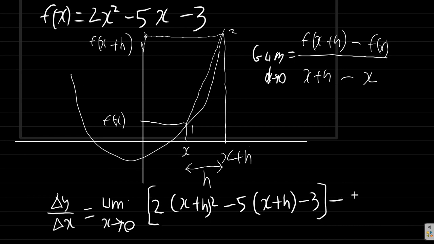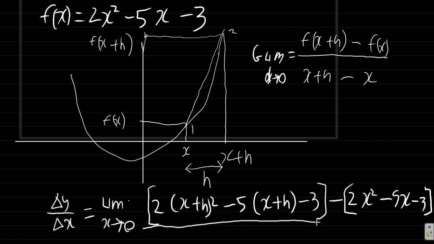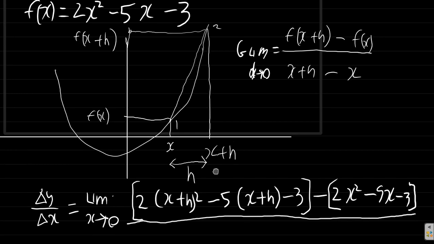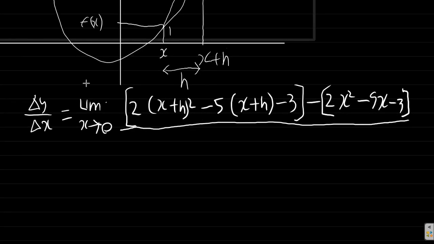minus then 2x squared minus 5x minus 3, right? That's the y2 minus y1, where I put in x plus h instead of x, and then the next one minus f of x. y1 would just have in x alone. y2 has in x plus h, y1 has in x, alright? Over change in x, which is x plus h minus x.